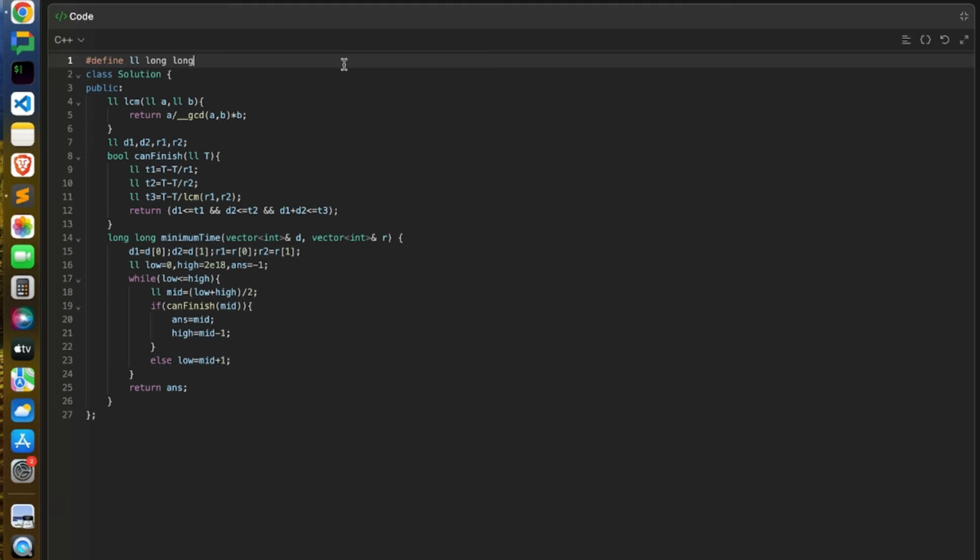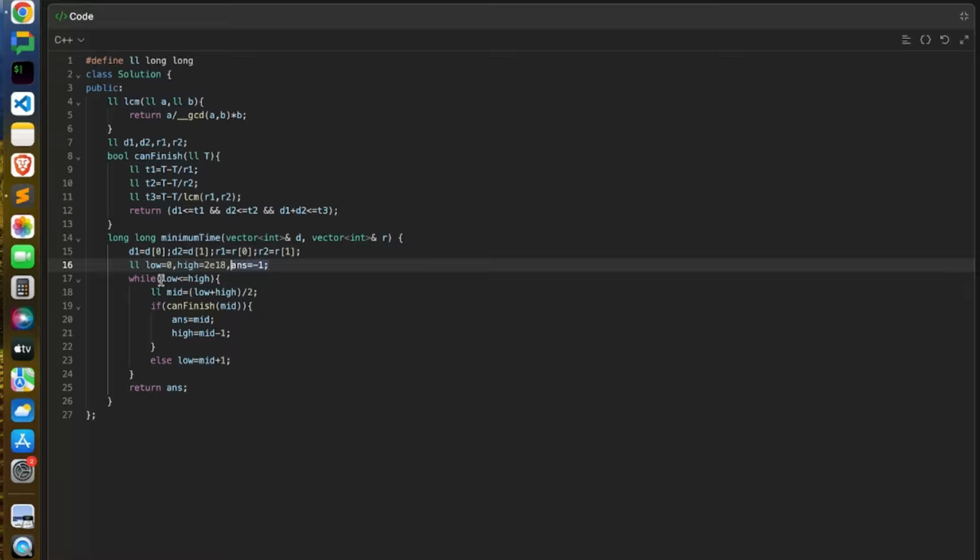This is the code of the third problem. This code is written exactly how I have explained in the explanation part, so I would highly recommend checking out the explanation part first. So yeah, let's dive in. So this is my d1, d2, r1 and r2, right? And this is the standard binary search implementation. This is my low, this is my high, and this is my answer.